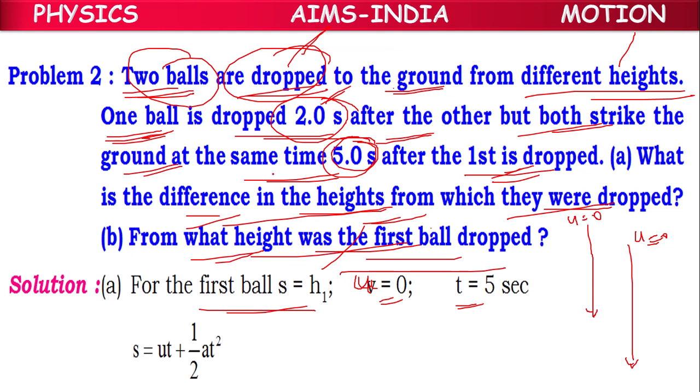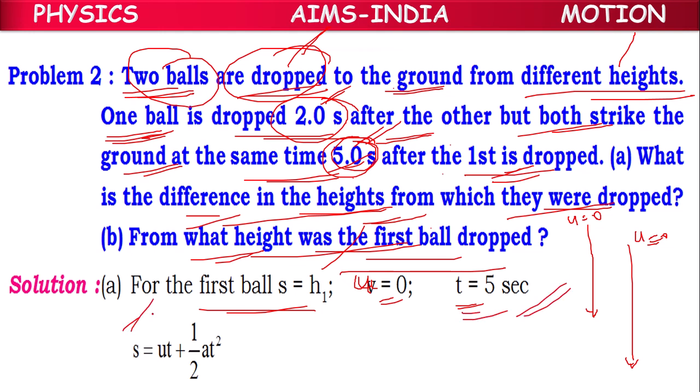Both strike the ground at the same time, 5 seconds. Means for striking the ground, they take a time of 5 seconds. But the second one will touch the ground after the first one. So time is 5 seconds, children.